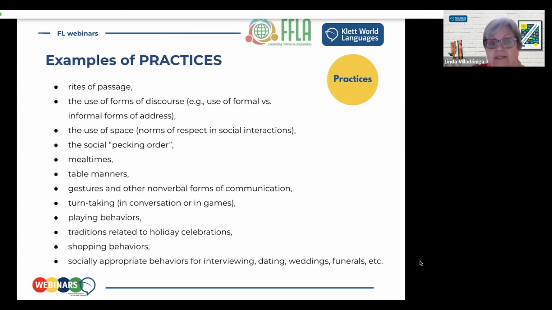Examples of practices. Rites of passage from childhood to adulthood. For many Hispanic countries, if not all, it occurs at around 15, 16. That's an easy demarcation in the countries that celebrate the quinceañera, for example. A girl changes from being a child to being a woman at 15.